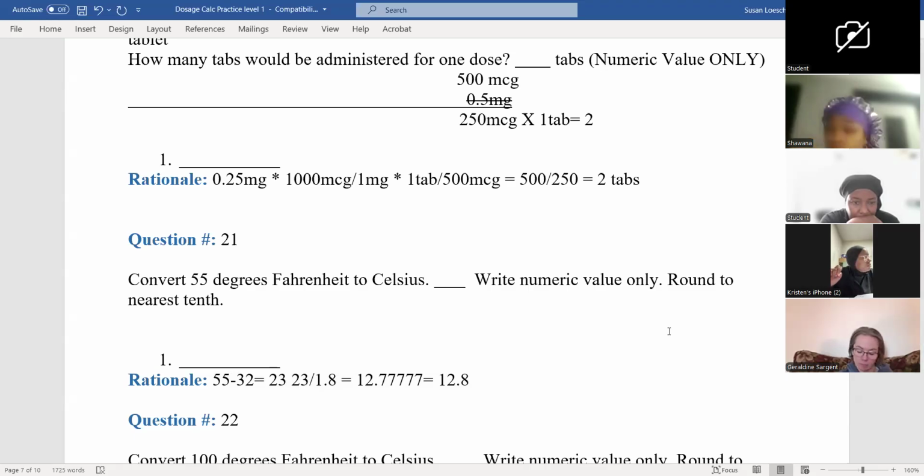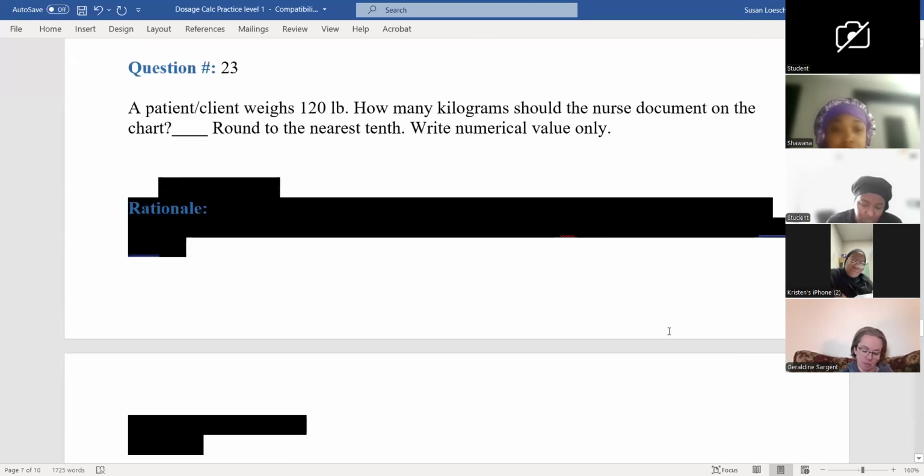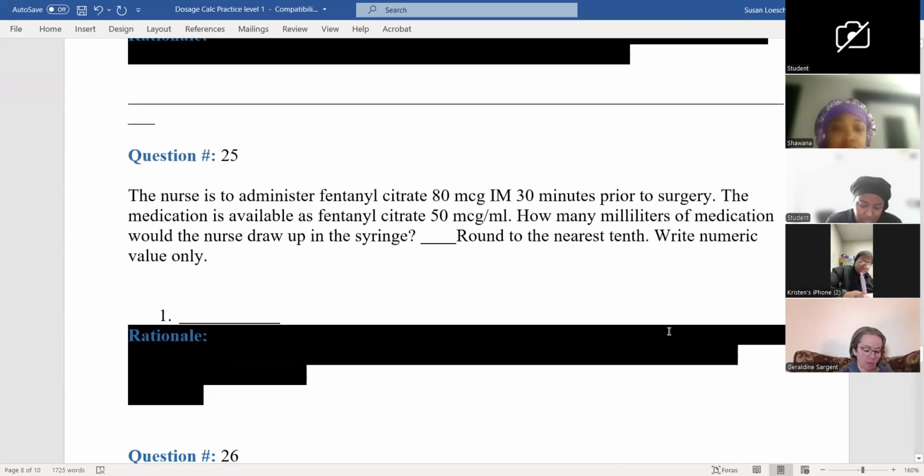How'd we do? Everybody got the rounding right and everything, right? All right, you guys can practice some more of those on your own. Let me go and find a couple of things that we didn't do yet.